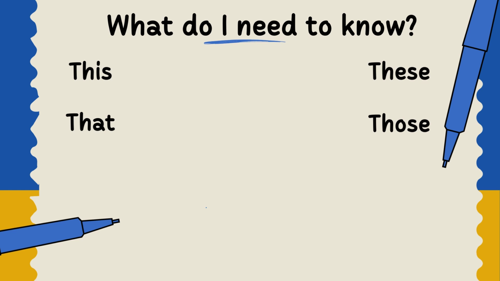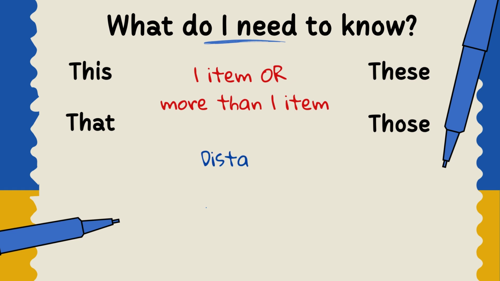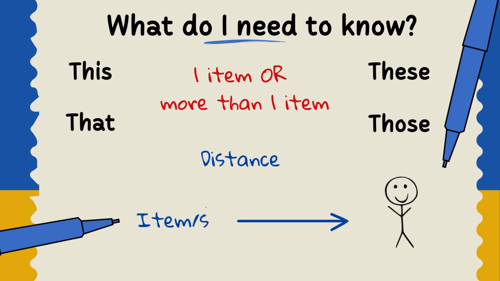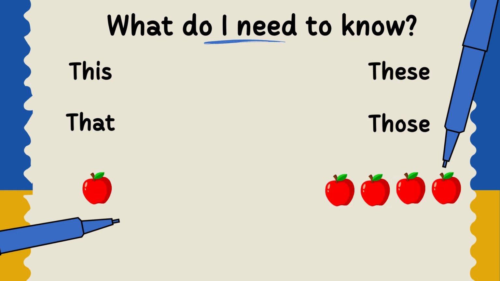So what do we need to know? Well, the first thing we need to know is if it is one item or more than one item. Once we know whether we have one item or more than one item, then we need to work out what the distance of that item or items are from us. So let's start with whether it's one item or multiple items. If there is one item, you will use either this or that. And for multiple items, you will use these or those.